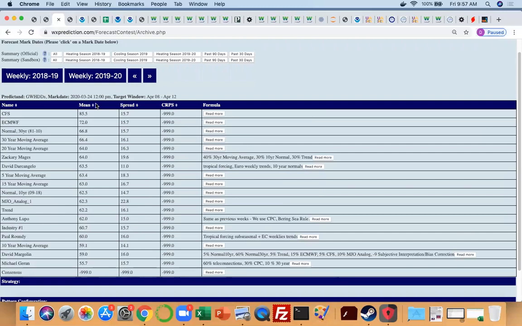We've got an interesting distribution here, that's for sure. Someone's going to be right, someone's going to be wrong, or maybe we'll all be wrong, who knows. But the CFS is the coldest forecast. So the CFS is back to its rightful place as the coldest forecast here. And Michael, on the other end of the spectrum, has the warmest forecast at almost 55, 56 HDDs. So we've got a wide spectrum of forecasts here.